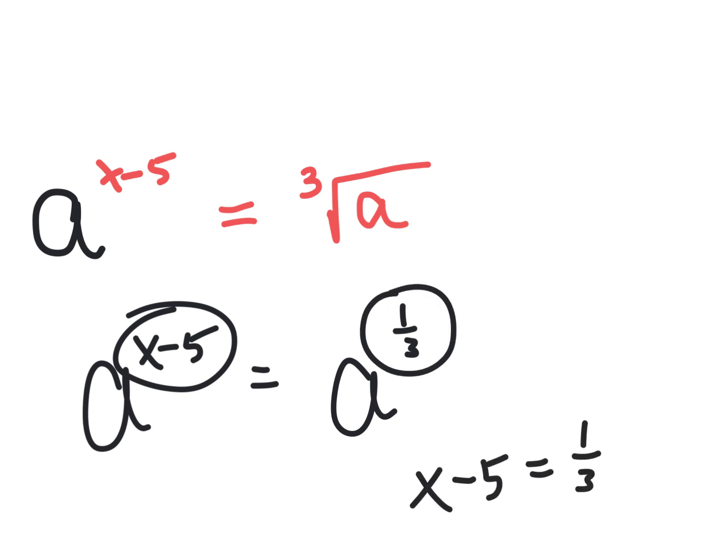So I just add 5 to both sides, 5 and 1/3. Raise your hand if you had 5 and 1/3. You were right. Cool. Okay.